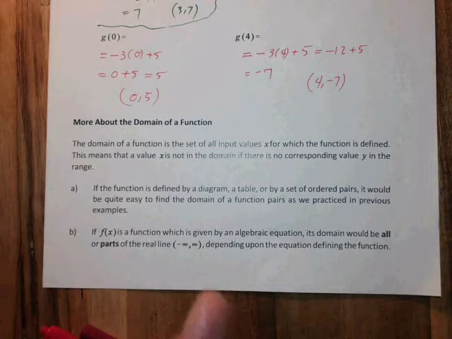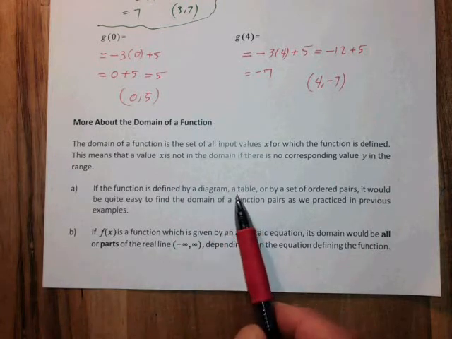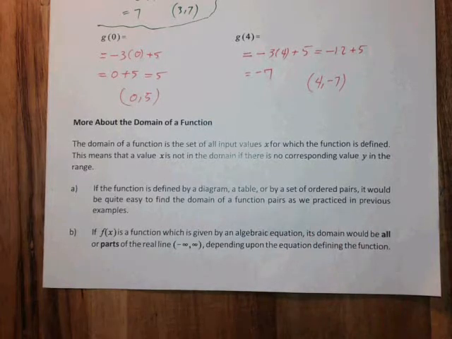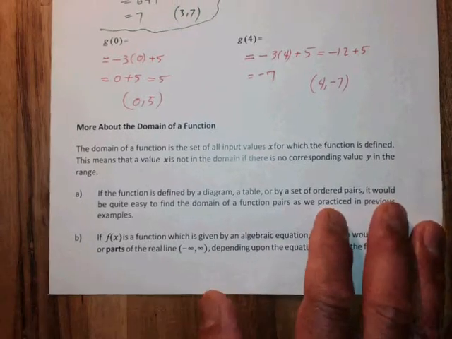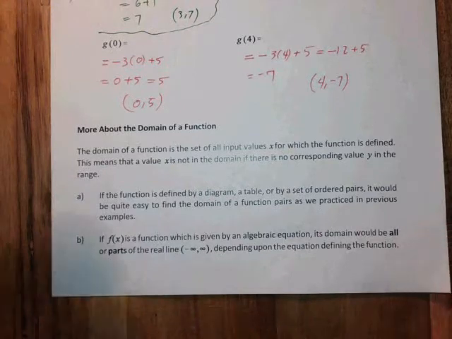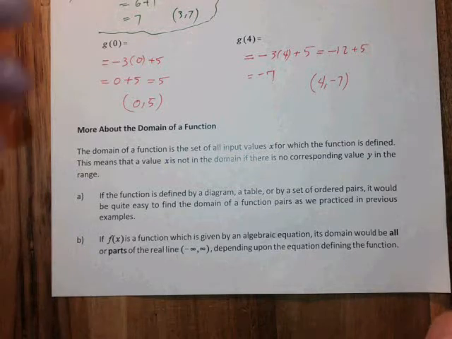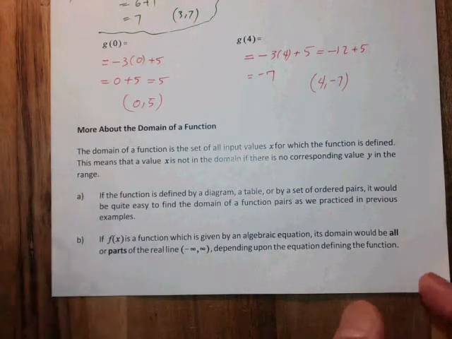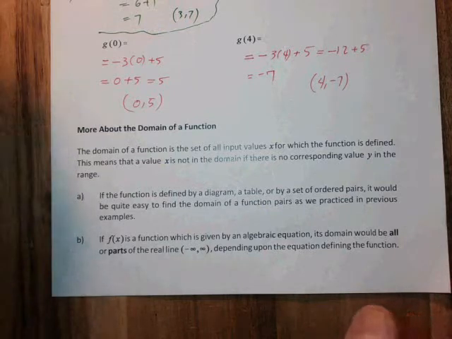If you have your functions defined by a diagram or a table or by a set of ordered pairs, that's quite straightforward to find the domain and the range as well, because you actually can see all your possible x values, because there are not too many of them, and then you can see the corresponding y values, and then you can tell what x value has a well-defined y value, and then you can write your domain, and also you can write your range.